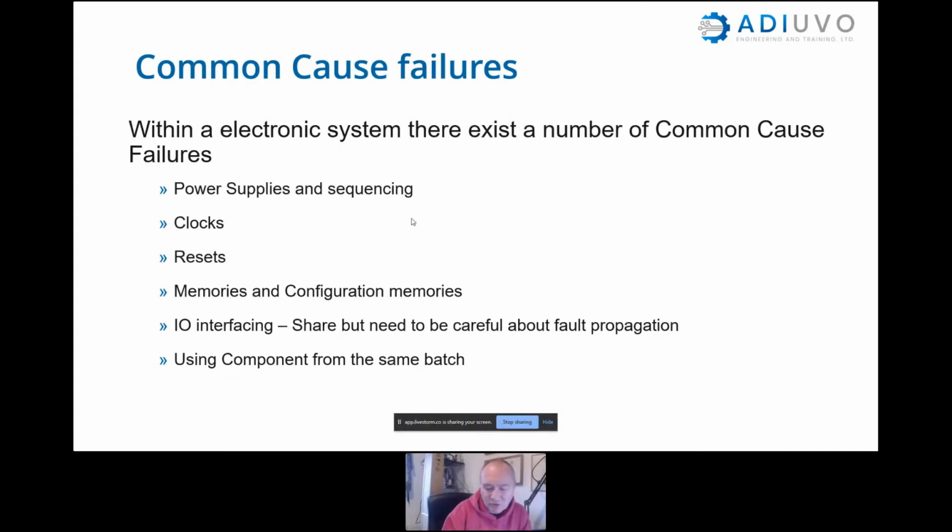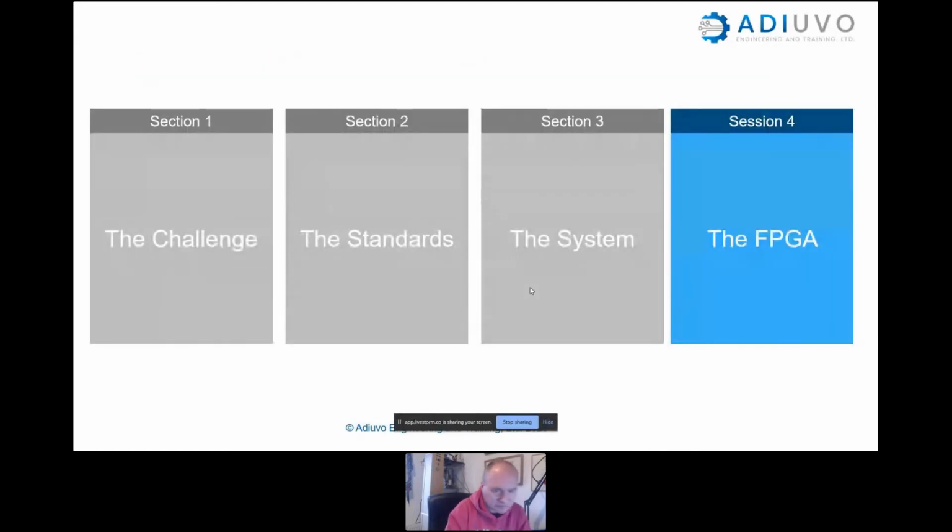And in some instances, we might want to really consider whether we use components from the same batch or from different batches as well, because that can be quite challenging and impact the design as well.